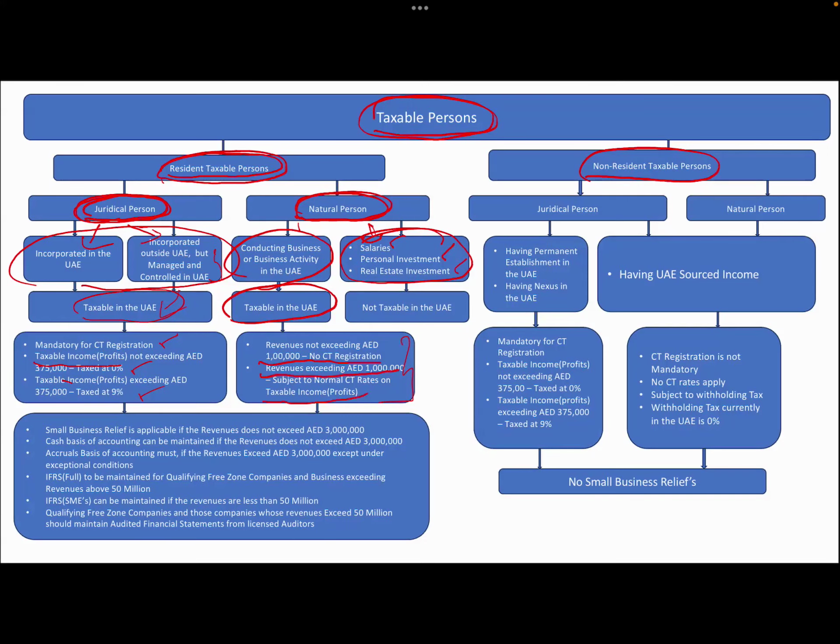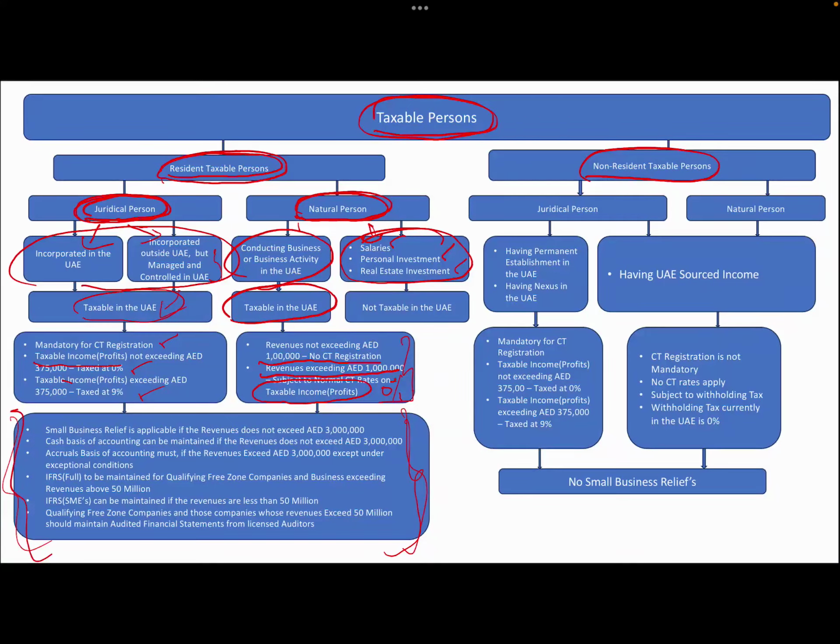That's when they need to register for corporate tax. But again, if their profits do not exceed 375,000 in a year, they end up paying 0% corporate tax. Now, we have already seen this 3 million rule in our previous slides. I have talked about the 3 million rule over here. I've talked about the cash basis of accounting here. I've talked about the accrual basis of accounting here. I've even talked about the 50 million rule, the IFRS rules, and the qualifying free zone company rule. Please go through these points, and these are very important points.